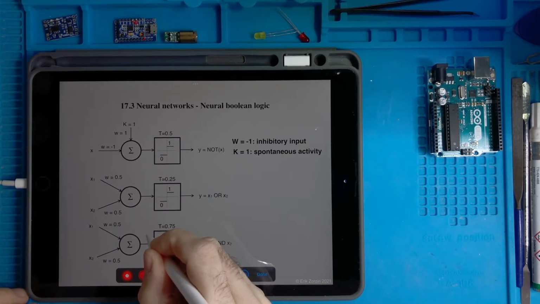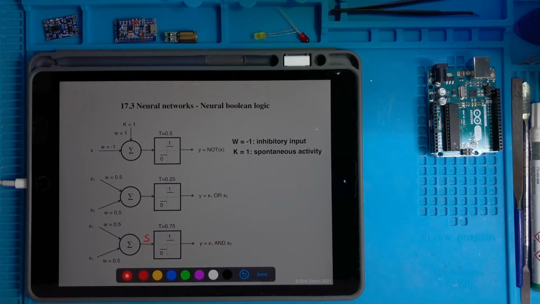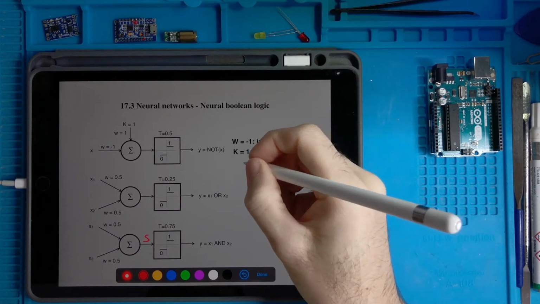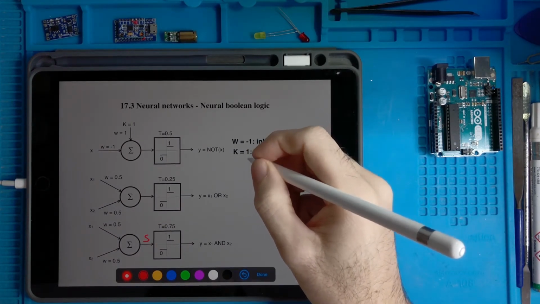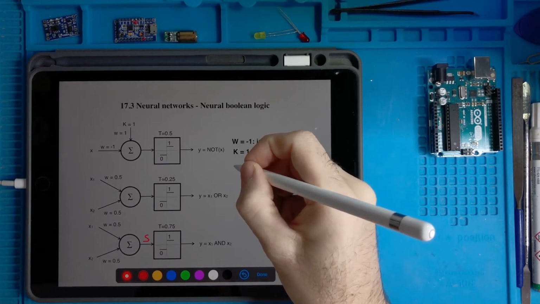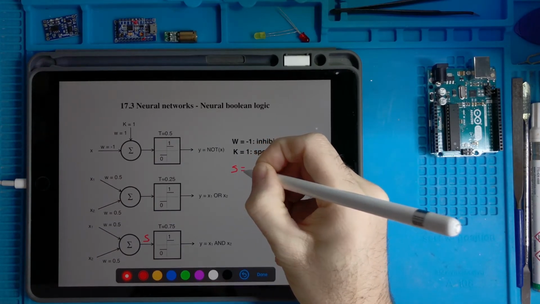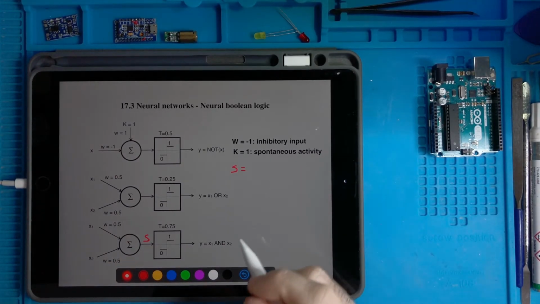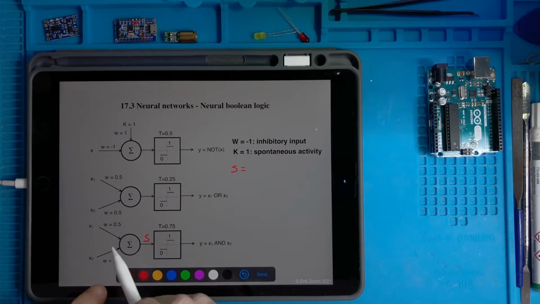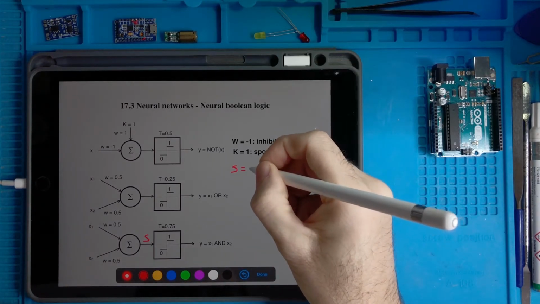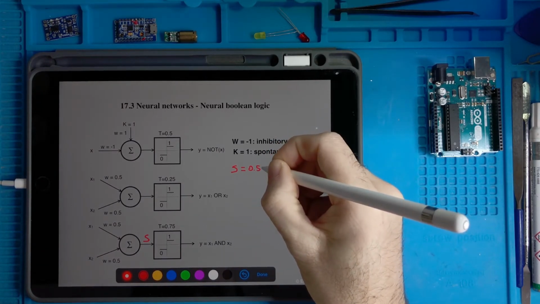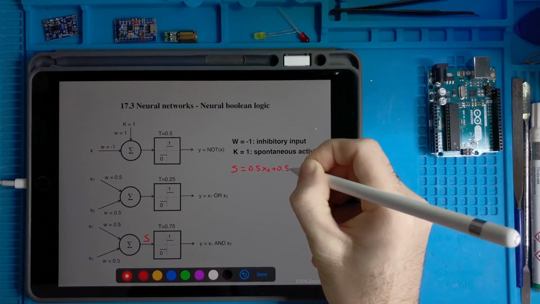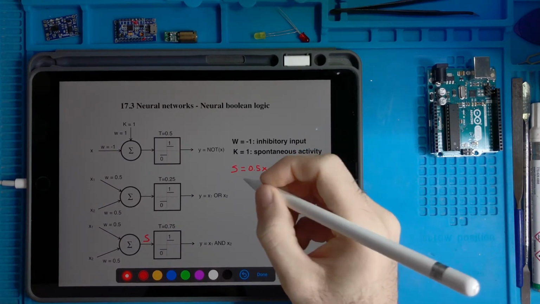So now we calculate this one. Again, we have to write all possible cases. So let's write the equation first. Our intermediate summation variable out of this summation node, this time it's the same. So it's 0.5 x1 plus 0.5 x2.